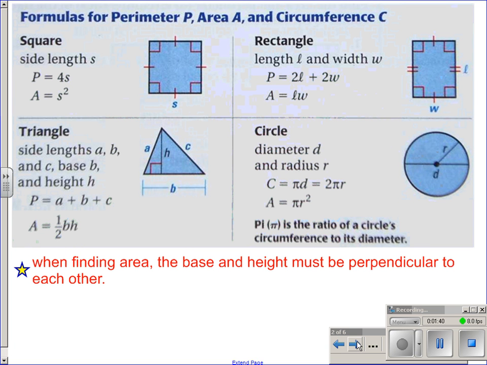Okay, again, like I said, we're going to just do some of the basic shapes. We're going to go into a lot more detail later on in the year with areas and circumferences, that kind of stuff. But take a second, copy some of these formulas down.